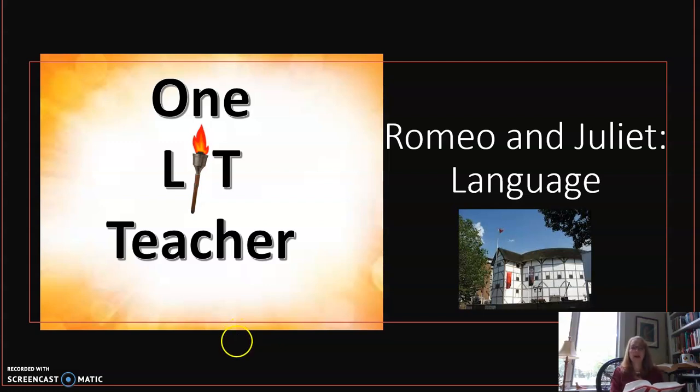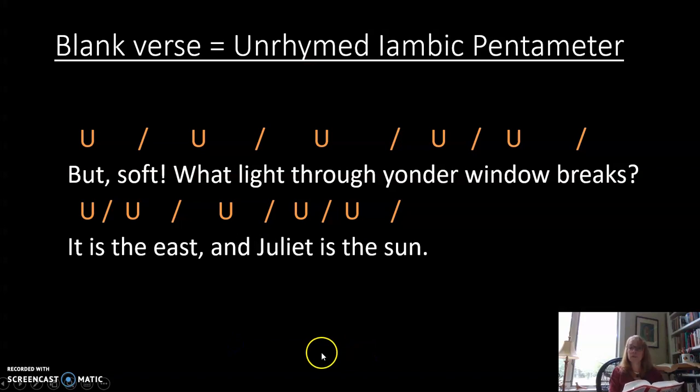Today I'm going to talk about different types of language that Shakespeare uses in his play Romeo and Juliet. First of all, you should recognize that all of Shakespeare's plays are verse plays, which means that they are plays that are really written as poetry, or poetry written into the form of plays. Shakespeare uses blank verse in these plays, and blank verse is unrhymed iambic pentameter, 10 syllables per line, 5 iambs per line. And an iamb is a unit of one unstressed followed by a stressed syllable.